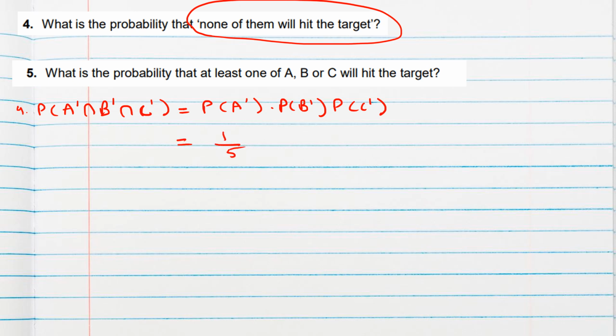So this will be 1 by 5. For P of B was 3 by 4, so it will be 1 by 4. And this will be 1 by 3. So final answer will be 1 by 60.